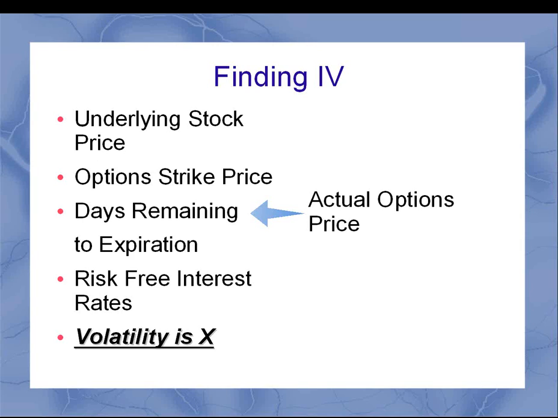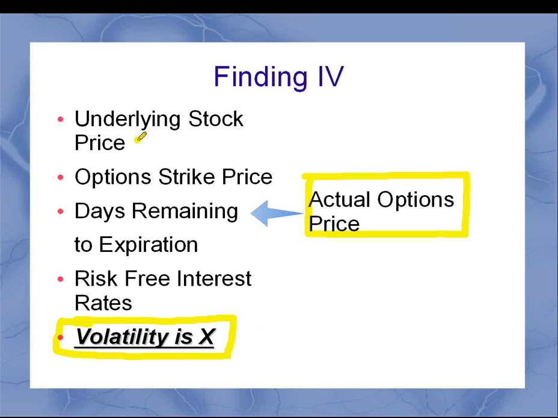Now what we can do is take out the theoretical value of the option and plug in the actual price to the other part of the equation, where it's actually trading today, and then solve backwards for the volatility. Everything else remains the same: the underlying stock price, the option strike price, days remaining to expiration, the risk-free interest rate, and again, whether your stock does or does not pay a dividend, and what the rate of that dividend is.